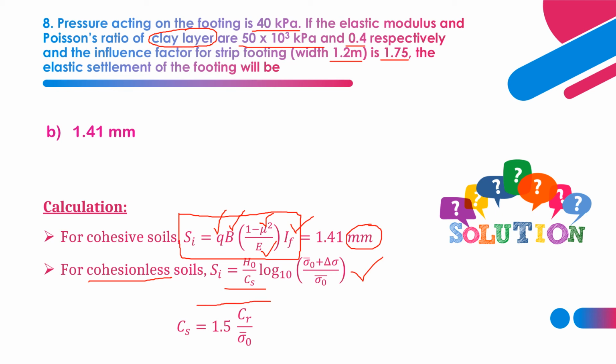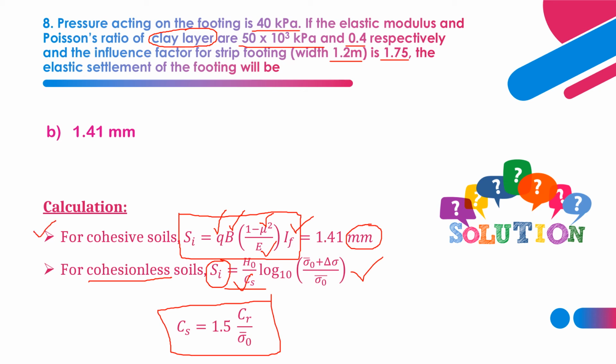So what is CS? CS is given by this formula 1.5 CR by sigma naught bar. What is CR? Recompression index. So 1.5 CR by sigma naught bar gives the CS value. We have to substitute that value in CS here so that we can get the immediate settlement value in corresponding units. So H naught by CS log base 10 of sigma naught bar plus del sigma by sigma naught bar for cohesionless soil. For cohesive soil, we use this formula.